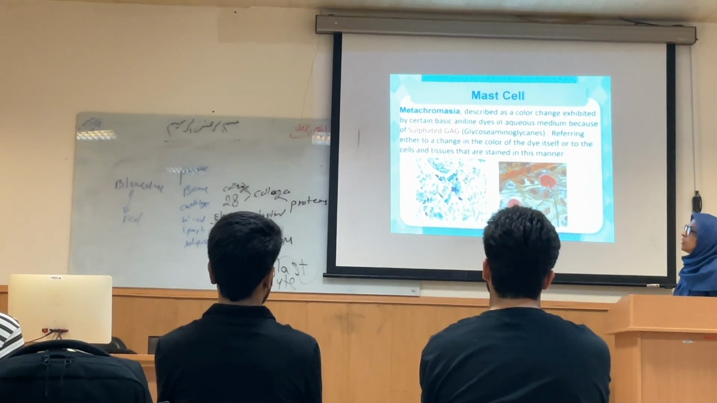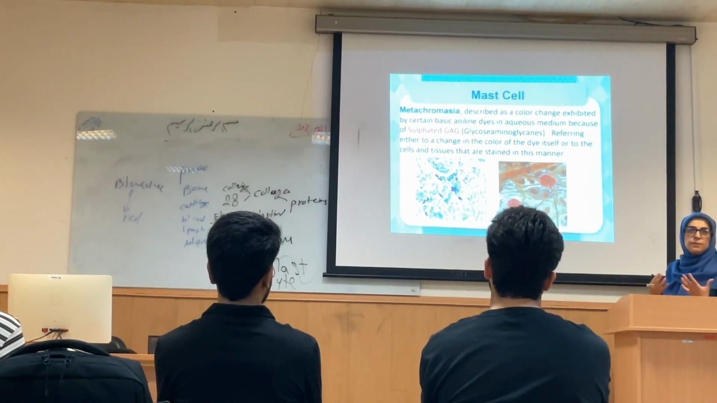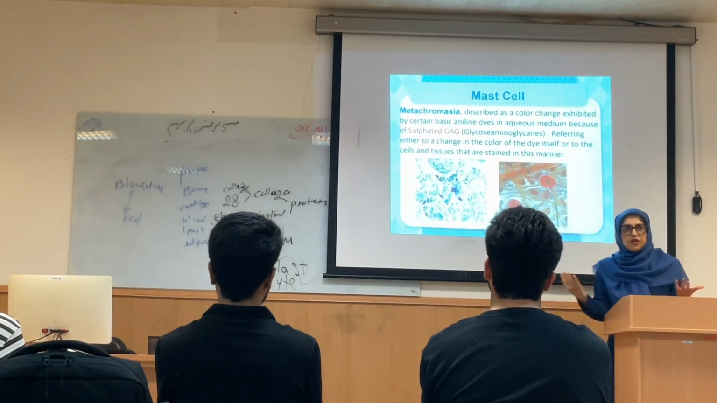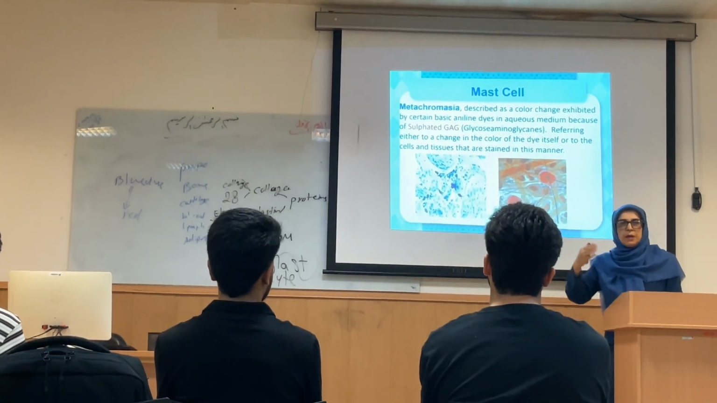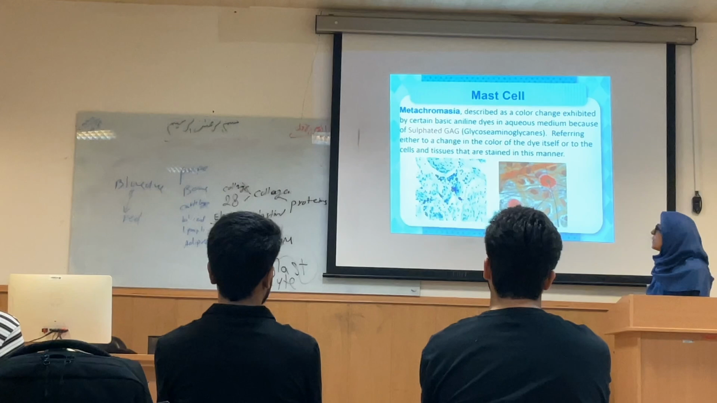Another question. Metachromasia is the specific structure for which cell? For example, plasma cell, basophil, eosinophil, or others.